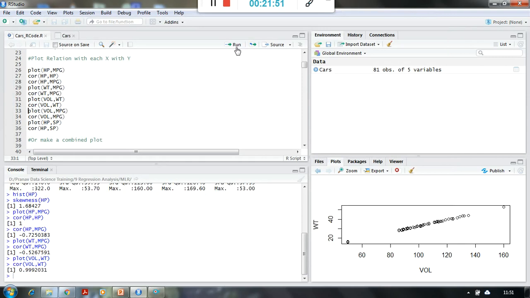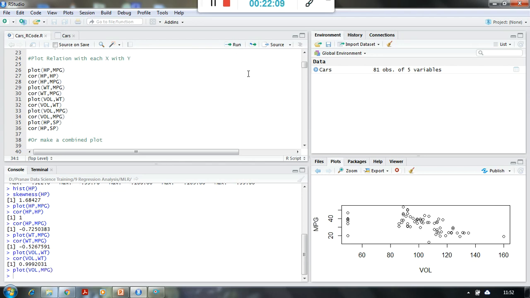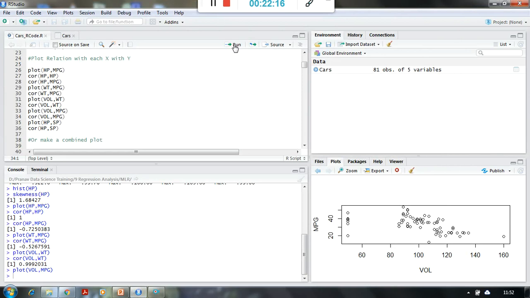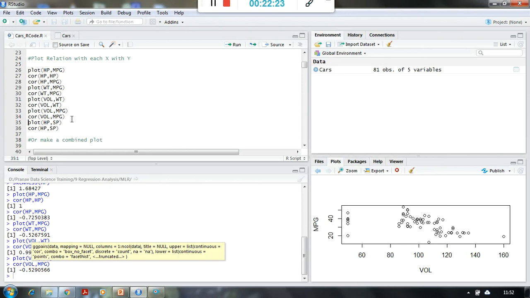Let us check the correlation coefficient also for volume and weight, and you see over here it is almost 1, which means that volume and weight are going to give us some kind of trouble as far as model building is concerned. Let us understand another variable, volume versus MPG. This relationship also does not look good. The correlation coefficient of volume and MPG is also minus 0.52, which means that volume and weight are not having a very good relationship with MPG.